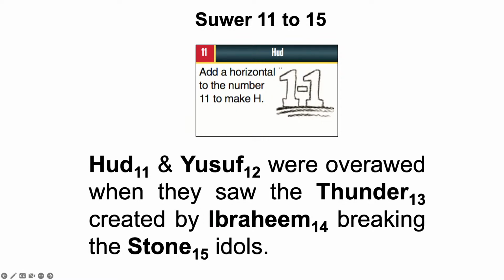What is 11? Hud. 12 is Yusuf. What did they hear? Thunder, which is 13. Okay, what did they see? Ibrahim, which is 14. You can even remember Ibrahim as the father of all the Masumeen. Okay, and then 15, he was breaking the stone idols, and 15 is Hijr.